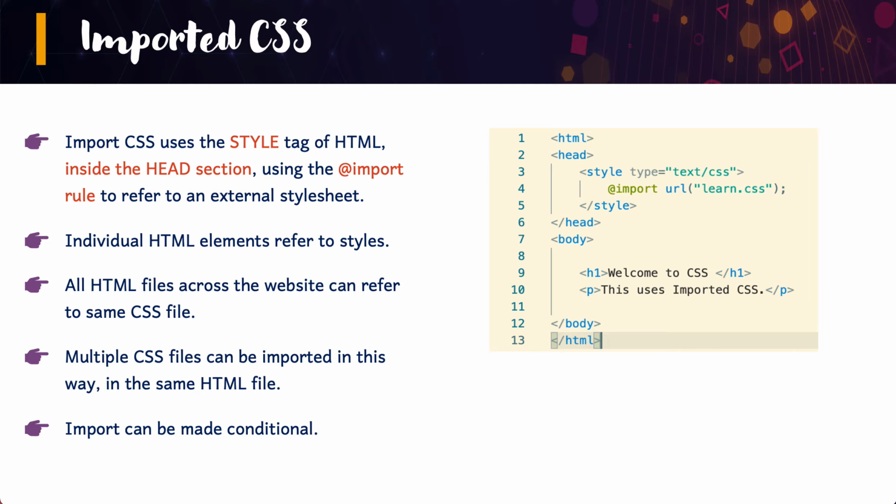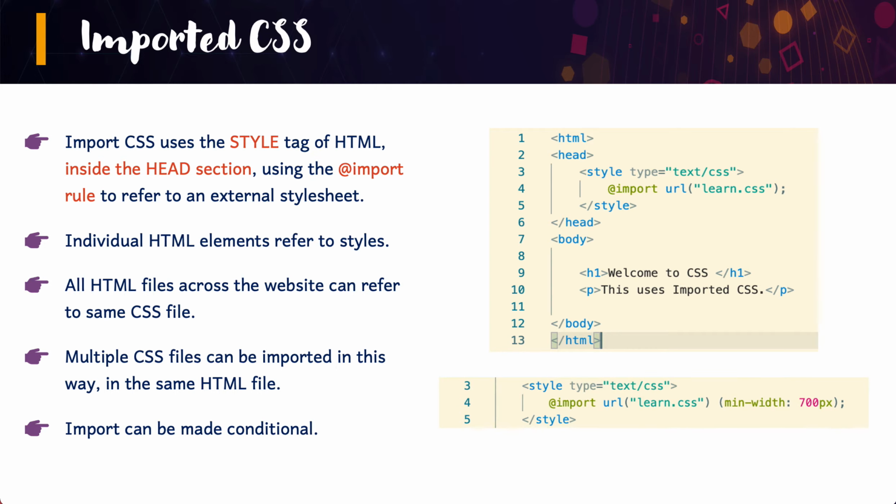What does it mean to be conditional? Let's say we have our web pages that are loaded on different devices. We can say that I want the style to appear only if the browser is running on a screen which is at least 100 pixels or 200 pixels wide. Alternately, you use a different style, right? So you can make a condition.